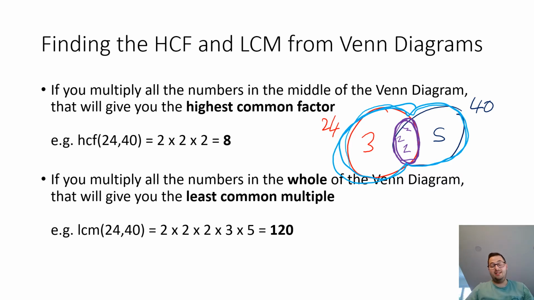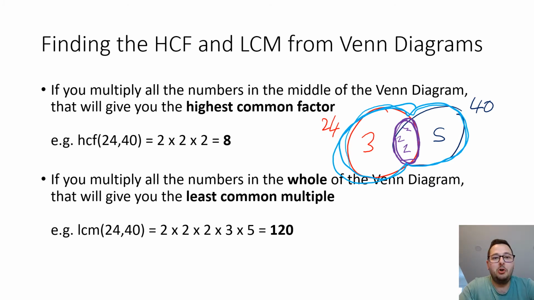So the idea is this: you do your factor trees for both of them, you see what's in common, that goes in the middle of your Venn diagram, and you see what's extra in each of them, they go in their separate circles. To find the highest common factor, you just times the overlapping numbers together, and to find the least common multiple, or the lowest common multiple, you times all of the numbers together.